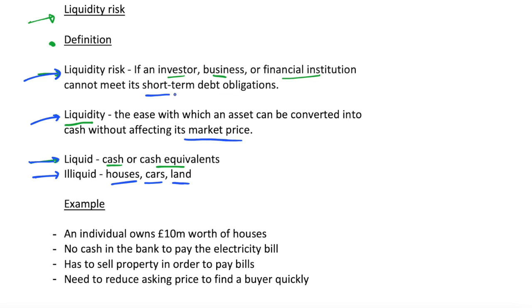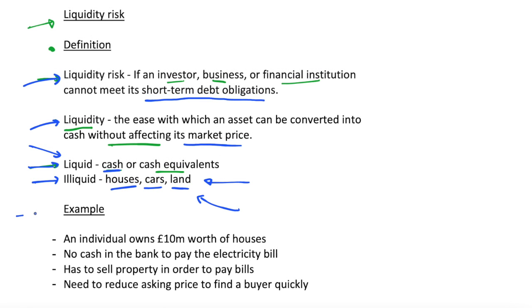where we may not be able to meet our short-term debt obligations because we don't have enough of these liquid assets. We don't have enough cash. Instead, we have lots of these assets which are very difficult to sell. And so if we are obligated to pay some bill or fee in the short term, we may not be able to do that because we can't get enough cash.